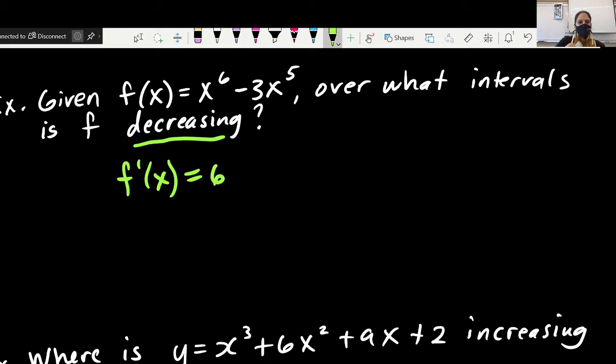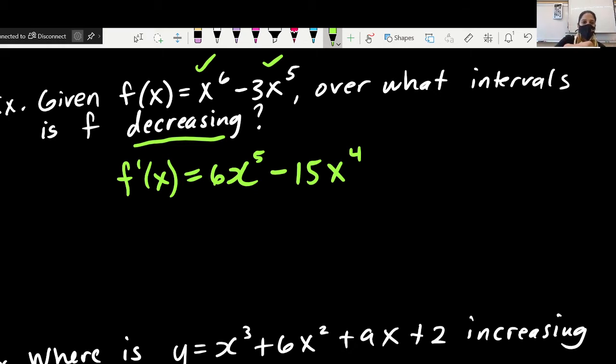We can do the power rule here. 6x to the 5, that deals with this part when we take the derivative of it. And then we can take the derivative of this part here, and we would get minus 15 when we bring this down and multiply it, x to the 4. So there's our first derivative. So step number 1, if we're trying to figure out if the function is decreasing or increasing, is we find the derivative, which we've done here.